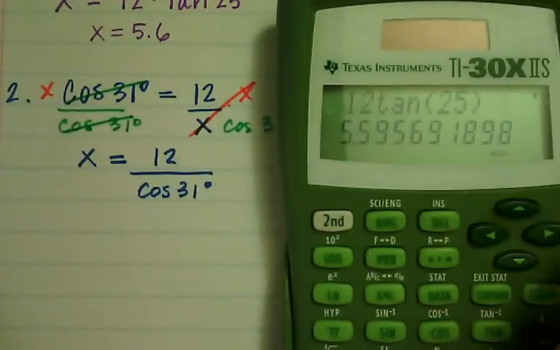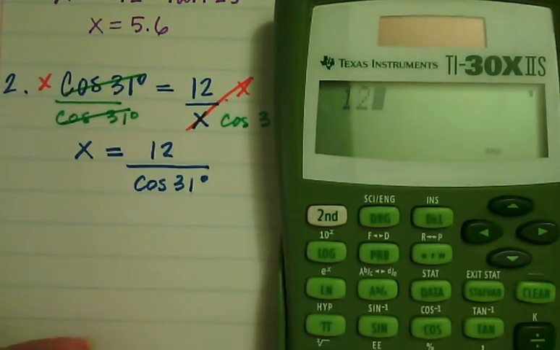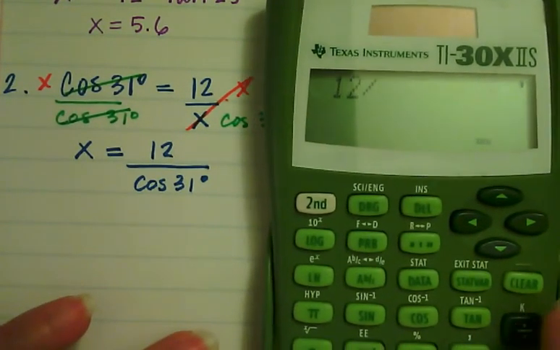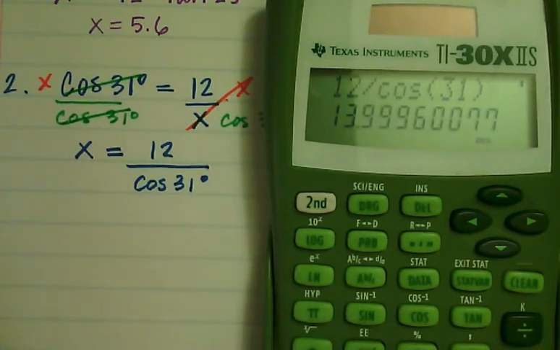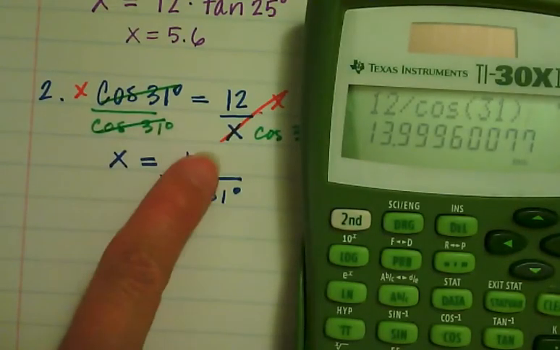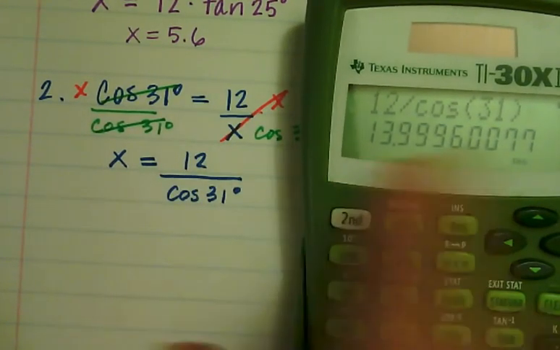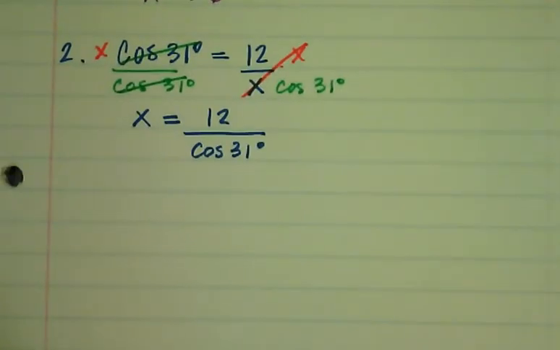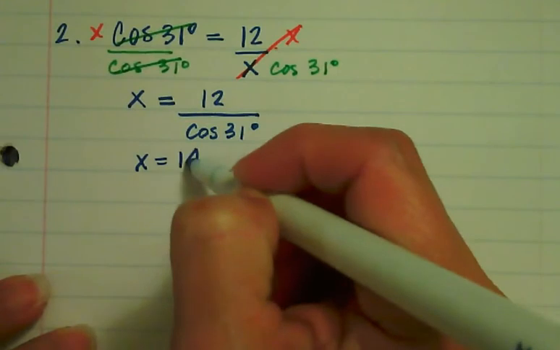All right, so we're going to grab the calculator, clear our last problem, and now we're doing 12 divided by cosine of 31. And we hit enter. And again, this is a side, because I knew the angle, so I was missing the side. So I'm going to say it's 14. So this x is 14.